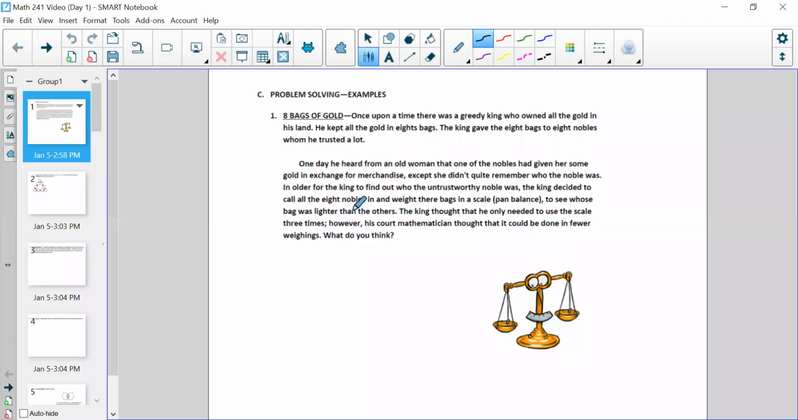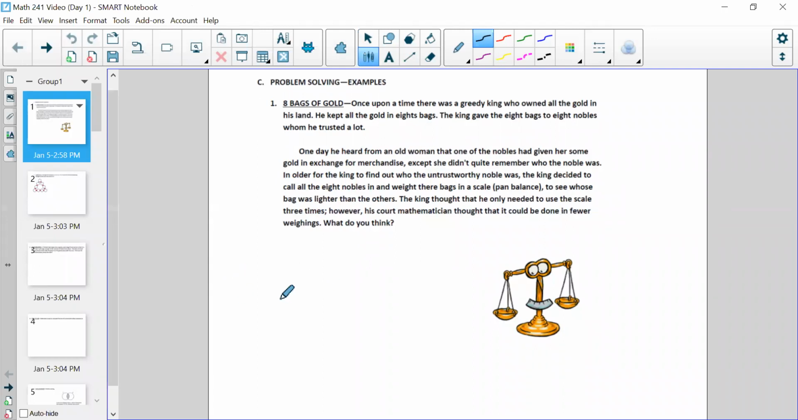With this 8 bags of gold problem, you've got some different methods of how you would solve this. In this problem, the king is asking for a way to find the cheat. And you can do that in 3 weighings. Think of it as the first method of how to do this, and that is to put bags 1, 2, 3, 4, 5, 6, 7, 8.